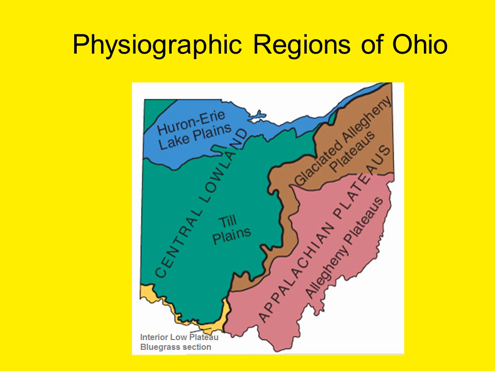There are a number of distinct physiographic regions in Ohio. Physiography, which is a term simply enough derived from the phrase physical geography, is a method of categorizing the planet's landforms into distinct regions.